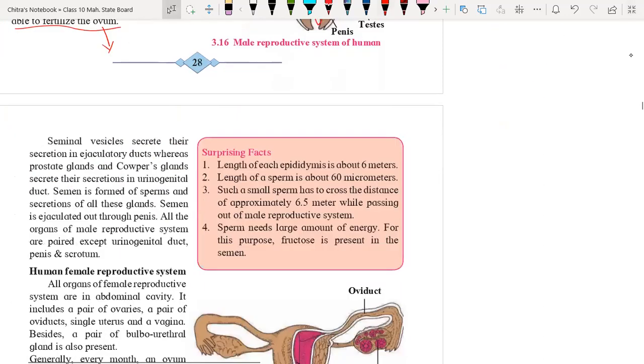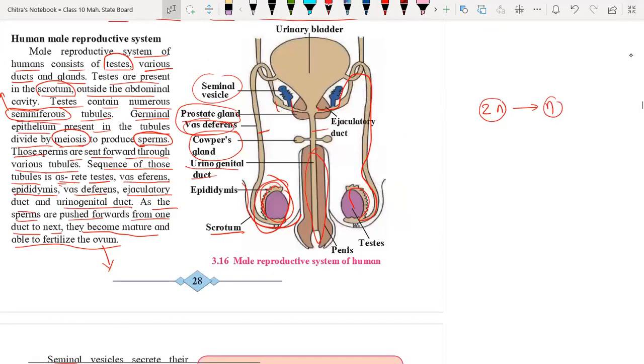Next, the seminal vessel secretes its secretion in the ejaculatory duct, whereas the prostate gland and corpus gland secrete their secretion in the urinogenital duct. As you can see here, we have the seminal vessels and the prostate gland. So where are they releasing their secretion? In that particular duct. Okay, and that particular duct is called the vas deferens. And see, here we have the corpus gland which secretes its secretion directly into the ejaculatory duct here.